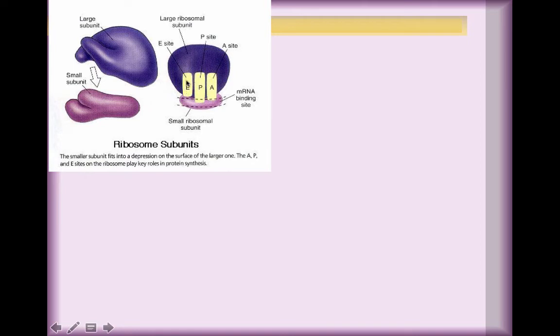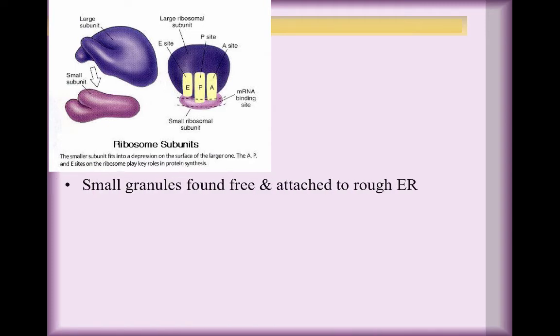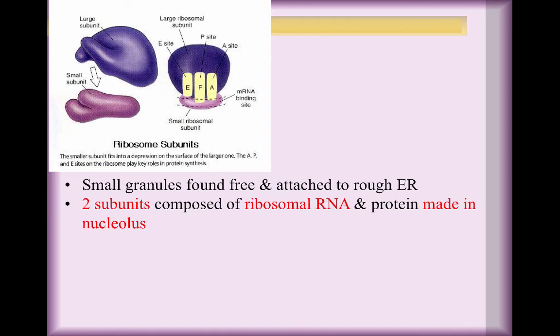We'll talk later about the importance of these three binding sites that you see here that are labeled as E, P, and A. And when we talk about translation or protein synthesis, those will become important, and we'll do that later. These ribosomes could be found free floating around in the cytoplasm, or they could be attached to the rough endoplasmic reticulum. And again, as I've said, two subunits, a larger subunit and a smaller subunit, but both are composed of ribosomal RNA and then also protein that's been made in the nucleolus.